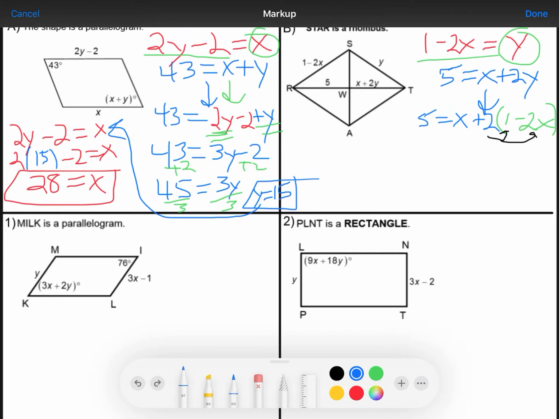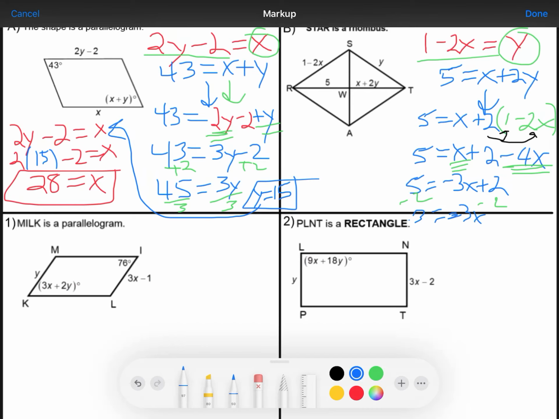So 5 equals x plus, I'll distribute, 2 times 1 is 2, but be careful, 2 times minus 2x would be minus 4x. Careful of your negative numbers now. X minus 4x would be 1 minus 4, which is negative 3x. Now we're in good shape. Divide minus 2 minus 2. You get 3 equals negative 3x.